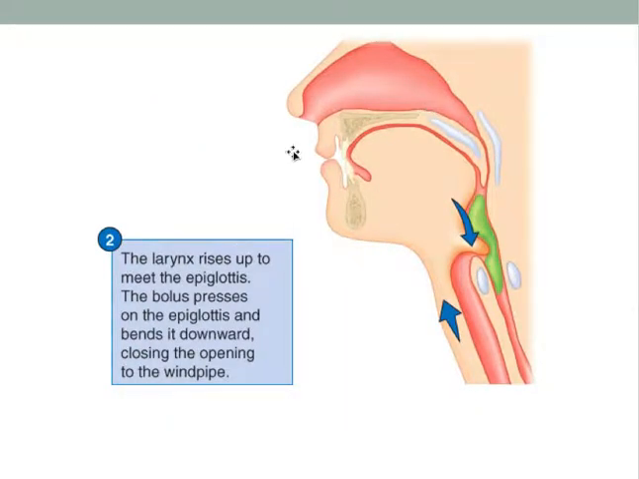Once the food bolus does travel down, it meets the epiglottis, and it presses on the epiglottis, which causes it to then close and cover the trachea so that you won't get food going down your windpipe. I'm sure all of us have had the sensation of getting liquid in the windpipe, and that is unpleasant. Can you imagine getting food down your windpipe? Even more unpleasant.